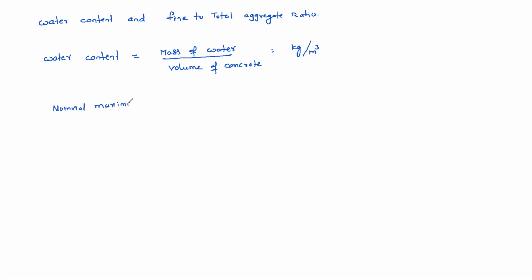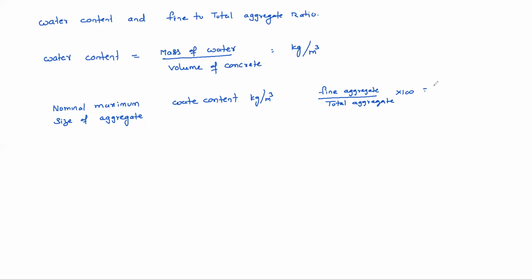Nominal maximum size of aggregate, water content in kg per meter cube, and one more thing, fine to total aggregate ratio. That means fine aggregate divided by total aggregate. Okay, so percentage means into 100.